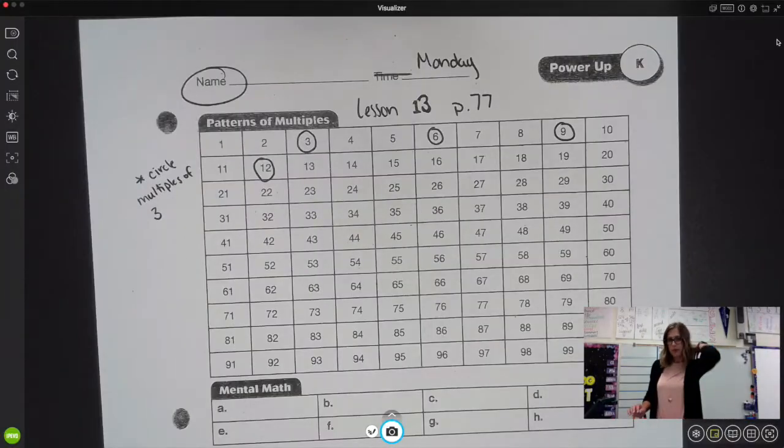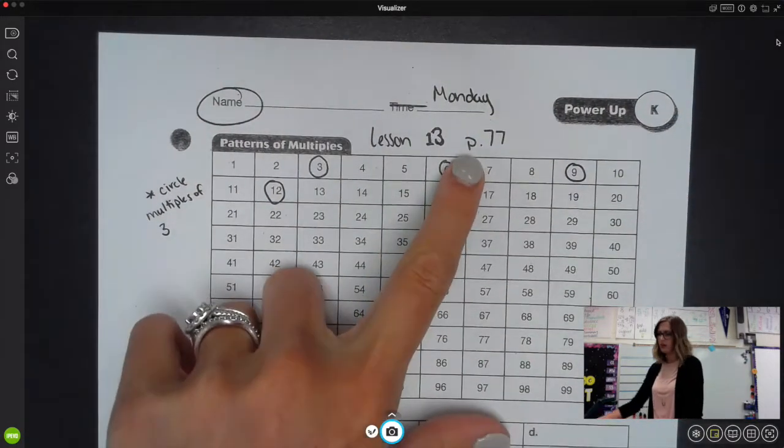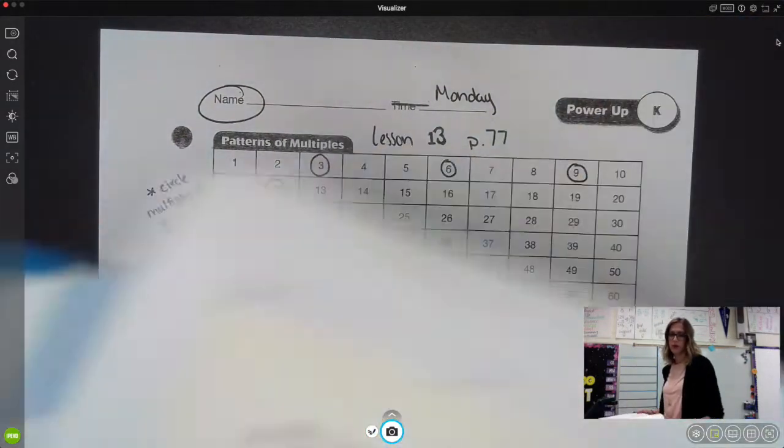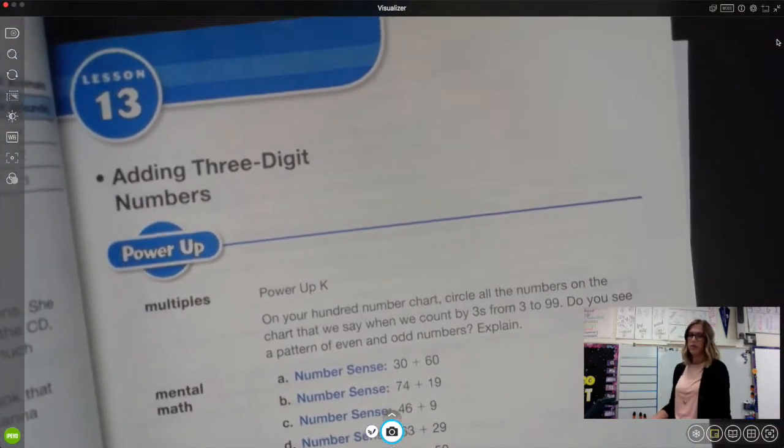Third grade, today we are in math lesson 13. Let's get going on our power up. It starts on page 77. So in your math book, it should look like this. Today we've got power up K.